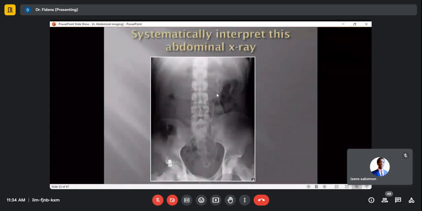It is through the ureter. Through the ureter. Okay. So that's an apparatus.